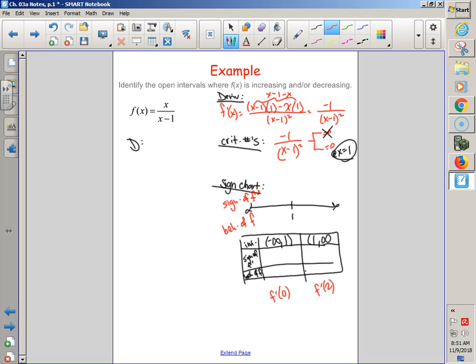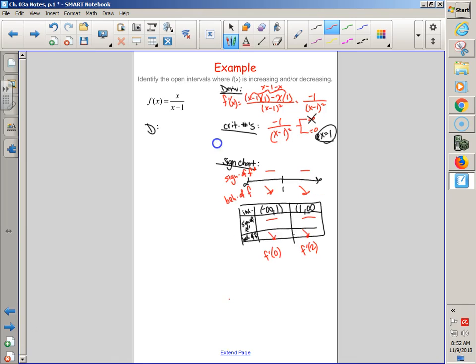If I plug in 0 to the derivative, well, 0 minus 1 squared, that's a positive with a negative. That's going to be a negative derivative. If I plug in 2 to the derivative, that's also going to be a negative derivative. Wait, so the function is decreasing there and the function is decreasing there? What you would do up here is a negative and a decreasing and a decreasing. Either way, we end up with the final analysis of my function: f is decreasing. Wait a minute.